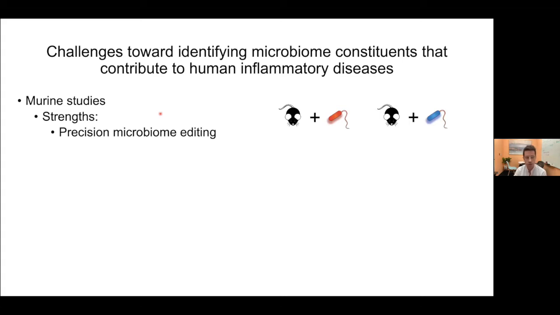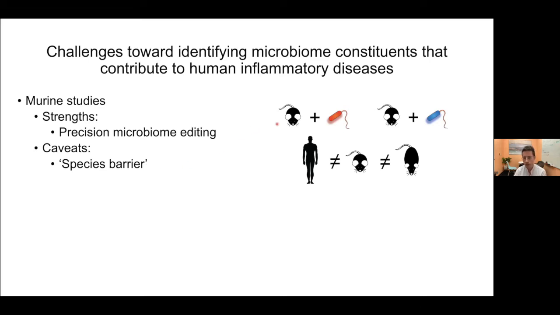murine studies, of course, are extremely useful. And one distinct strength of them is that we can perform what some call precision microbiome editing. I mean that in the sense that we can give to mice a bacterium or fungus, a microbiota constituent that we think is deleterious and contributing to disease, and examine its effects on pathology, and we can do the same with bugs that we think might be protective.